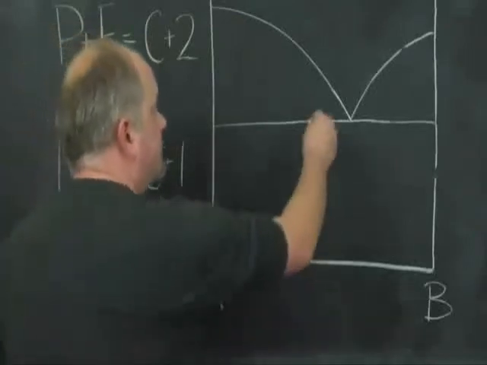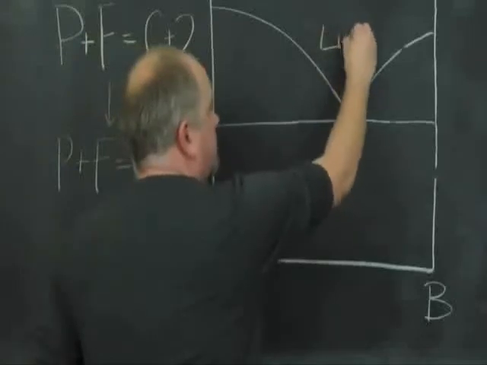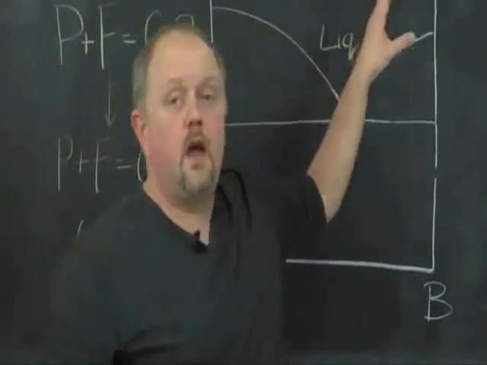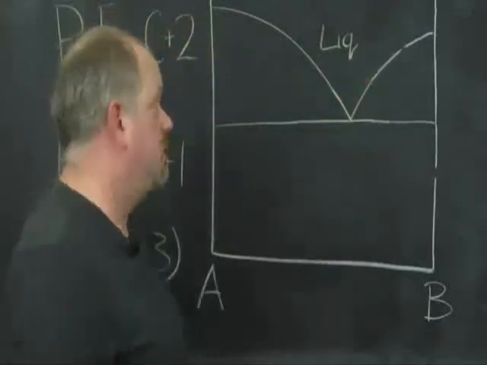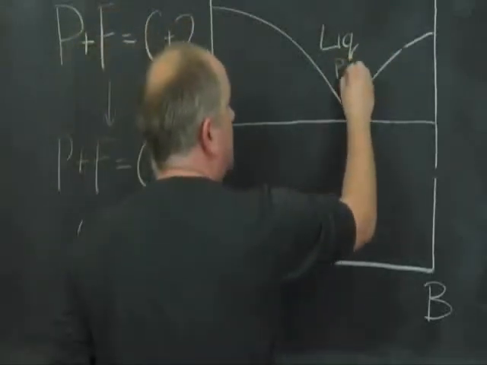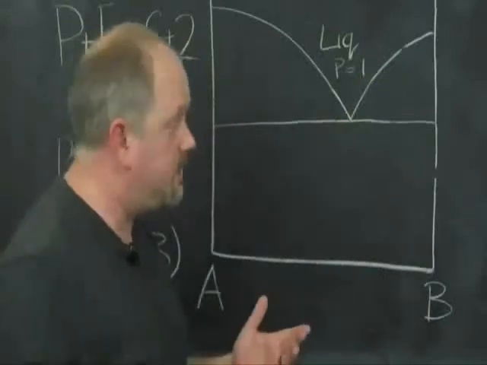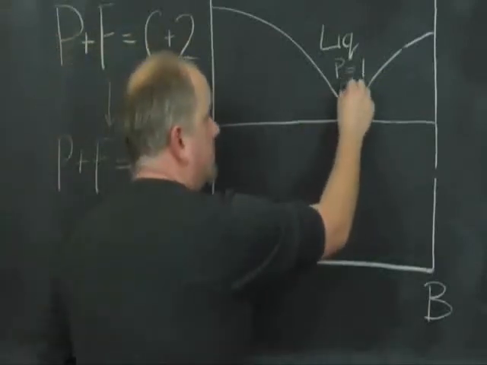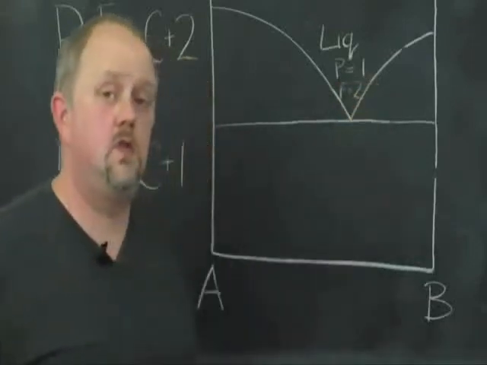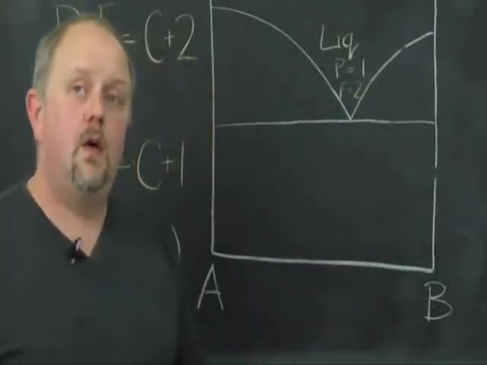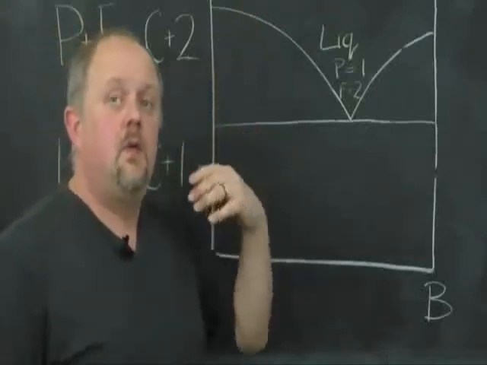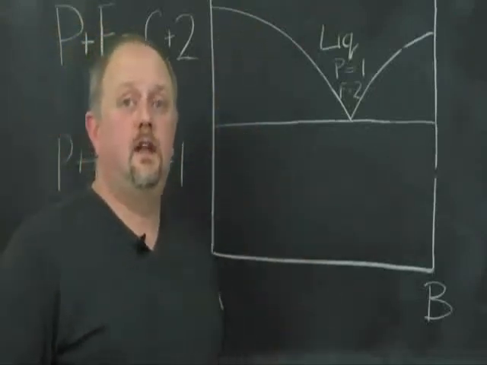So for example, if we have the liquid phase up here, at all points in this phase field, we just have a single phase, liquid. So P equals 1. That means P plus F equals 3. That means that the number of degrees of freedom must be 2 in the liquid field. Okay, and that means that for every temperature and composition, we have a different state for the liquid.